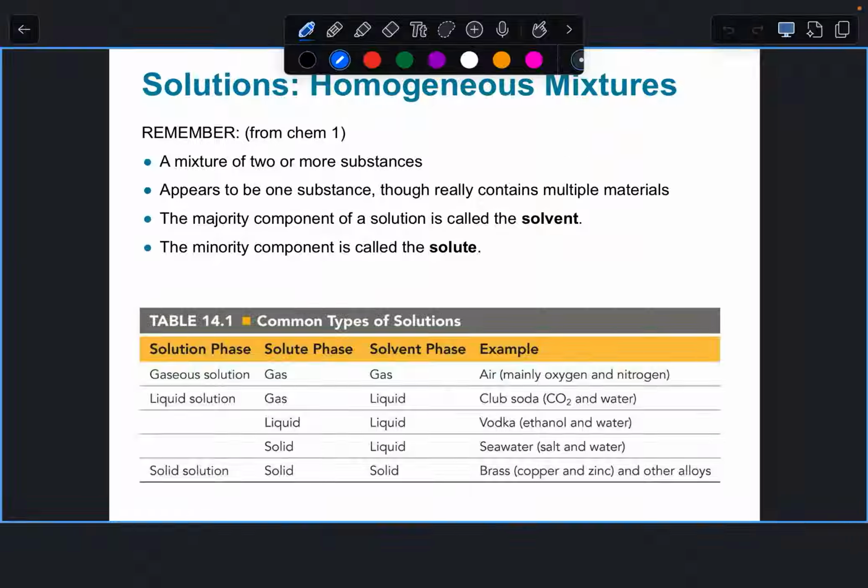Anyway, this is referencing back to chapter 5 where we talked about solutions: mixing usually a solid into a liquid, like salt into water or sugar into water, to form a homogeneous mixture. We're going to delve a little deeper into the different types of solutions we could have, as well as how they form and how we know which things will form a solution, or be soluble, which is the term we use, versus which things are insoluble or won't form a solution.